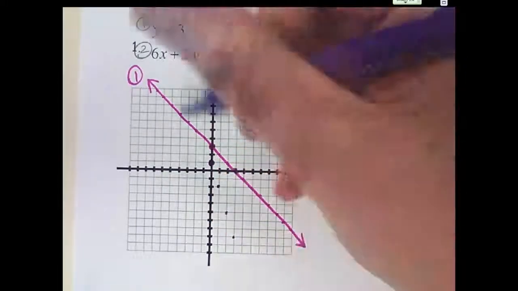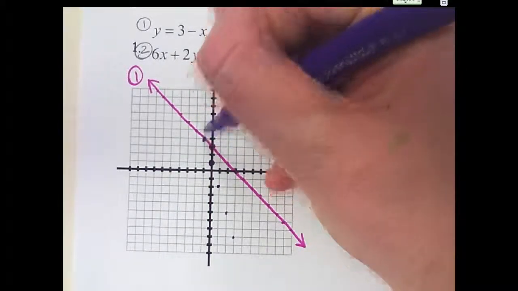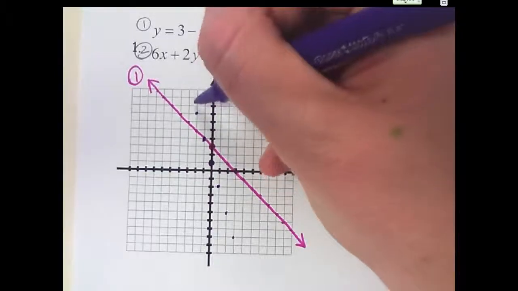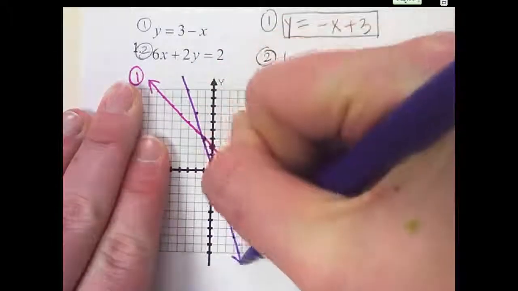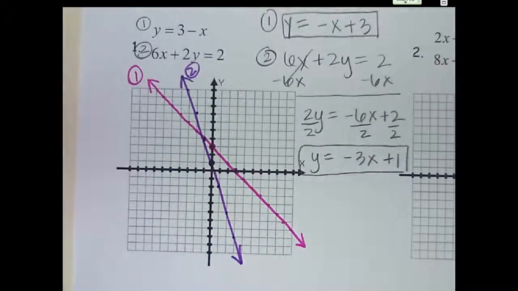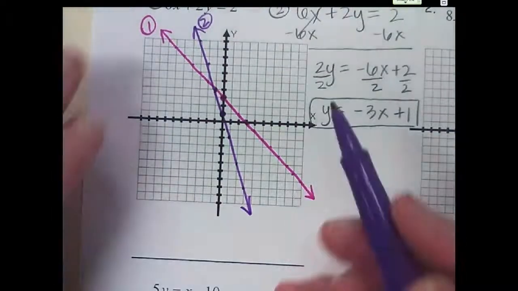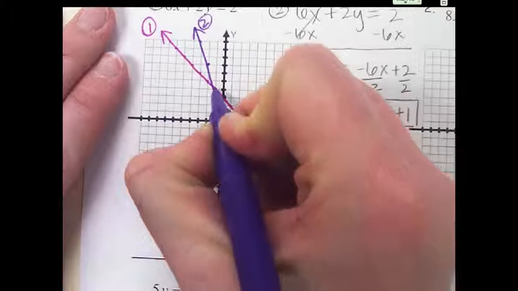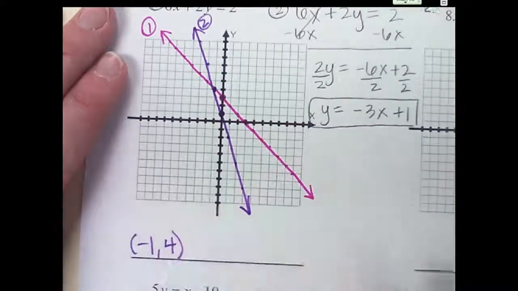Be careful with your slope because you're looking to see where they cross. So as soon as I went up to your left one, I see they cross right there. So if they cross, you tell me what that point is. So that point is negative 1, what's that, 4?